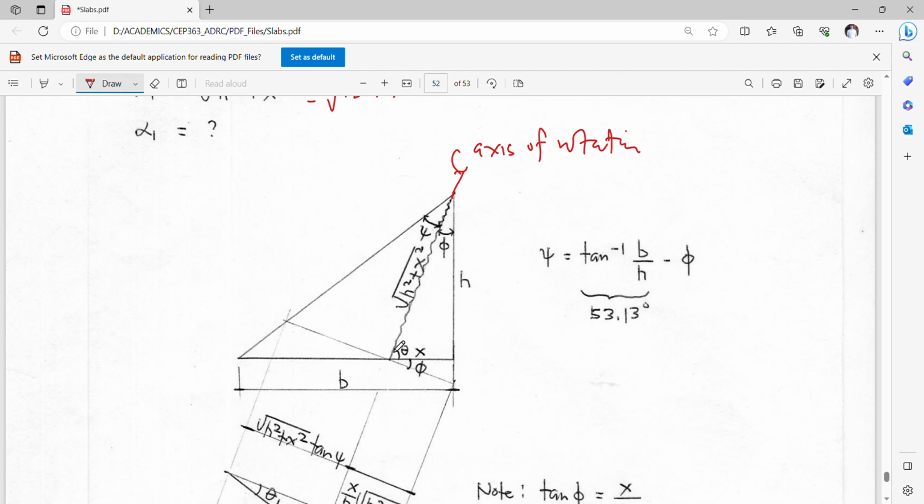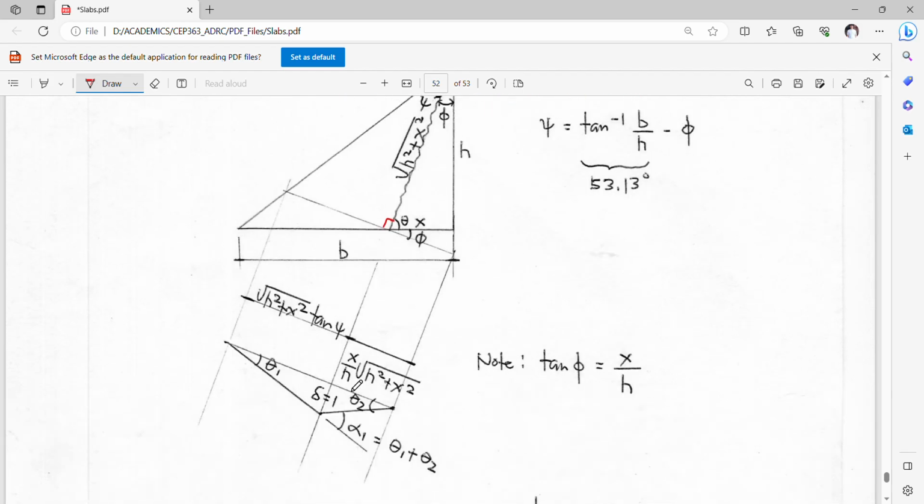Therefore, if I cut a perpendicular line here, I can draw the rotation parallel to this line, so that this is your deflection 1. My rotation at this point will simply be equal to alpha 1, which is theta 1 plus theta 2. Remember that this is a real axis of rotation, and this is not a yield line. We only have to consider the rotation at the yield lines, not the rotation at the real axis of rotation. So this is alpha 1, theta 1 plus theta 2.